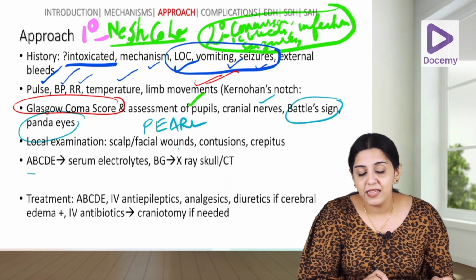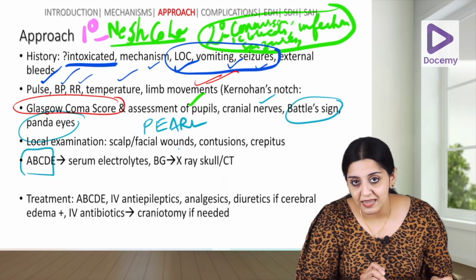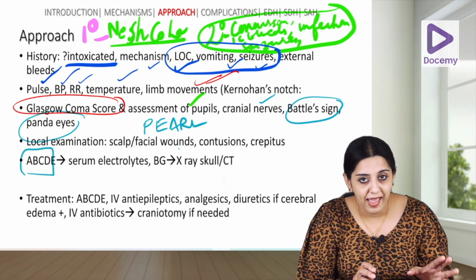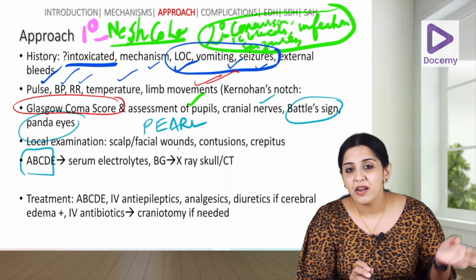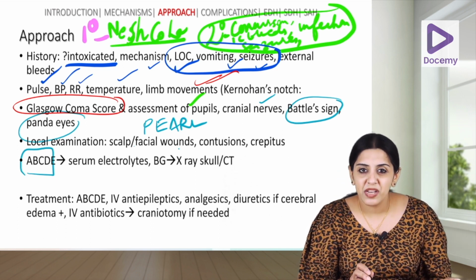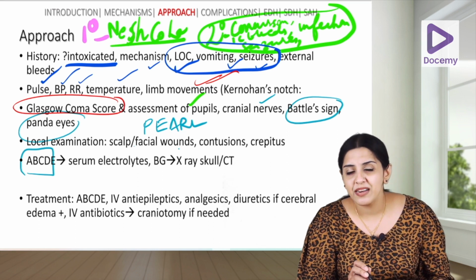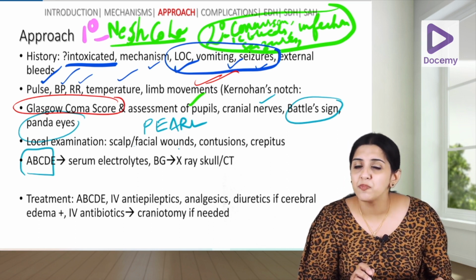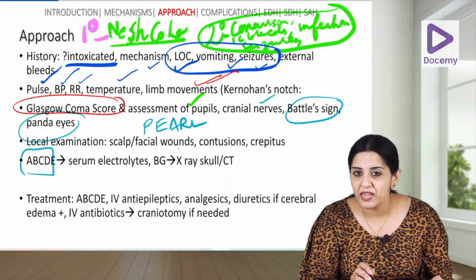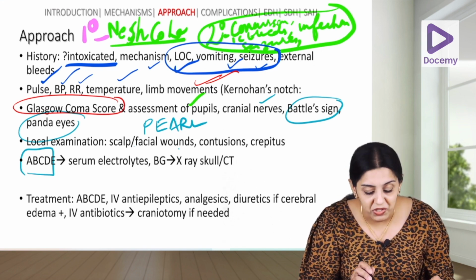Then ABCDE as part of ATLS. First you have to check the airway. If it is okay, look for the breathing. If it is fine, go for managing the circulation. Then look if there is any disability. Then finally E, expose the whole body, undress the patient and look for injuries.